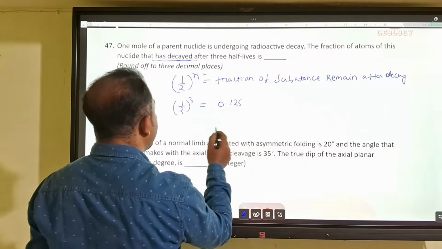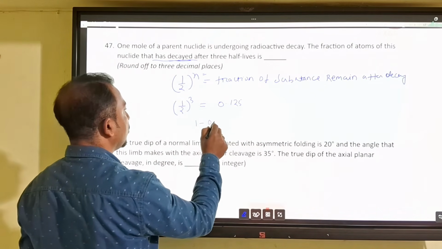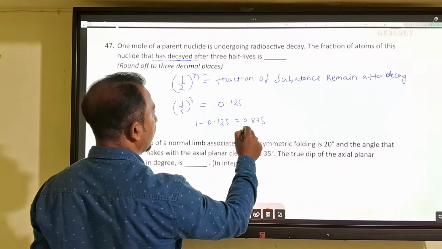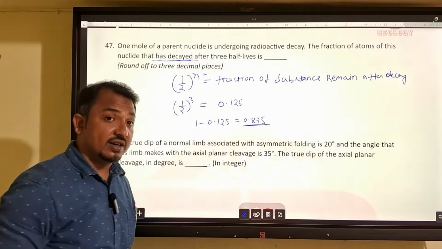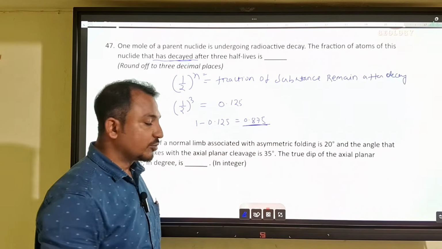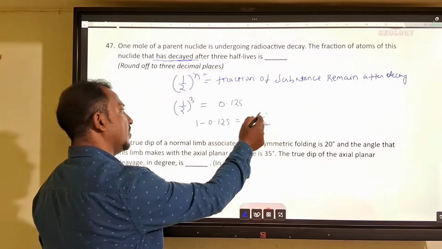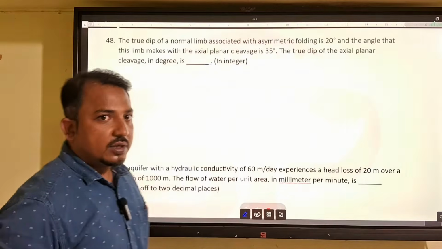So how much is decayed? That is 1 minus 0.125, that is 0.875 fraction has already been decayed. So answer will be 0.875. So I have to count out to 3 decimals. So it will be this much.